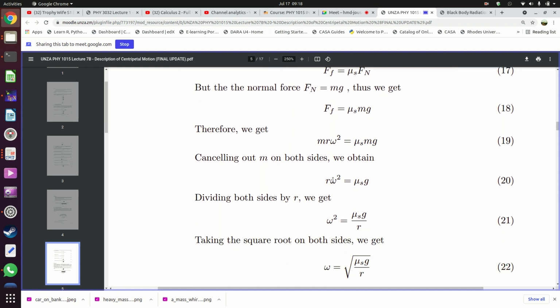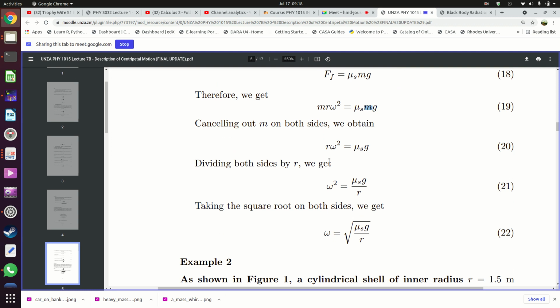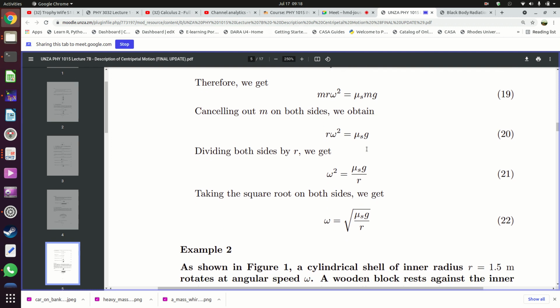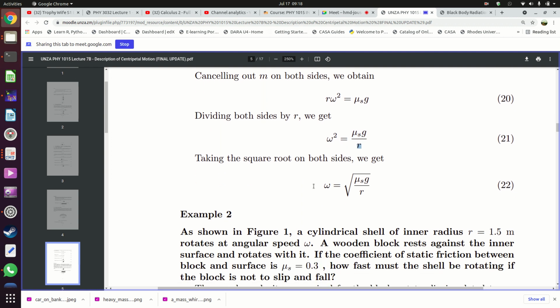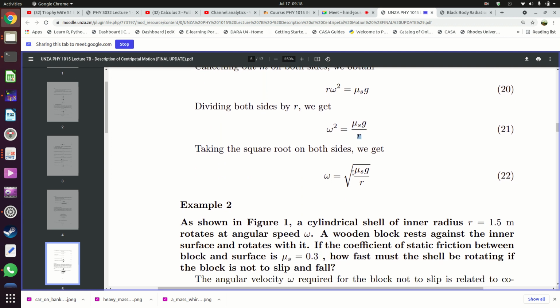So in this case, we have the mass of the object on this side and also on this side, so we can cancel out the masses. When you cancel out the masses, you remain with r omega squared is equal to the coefficient of static friction multiplied by g. Since we are interested in how fast the object is rotating, we divide both sides by r, so omega squared is equal to the coefficient of friction multiplied by g divided by r. Then when you take the square root on both sides, omega is equal to the square root of the coefficient of static friction times g divided by r.